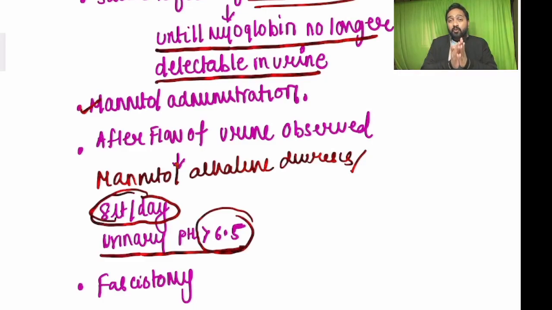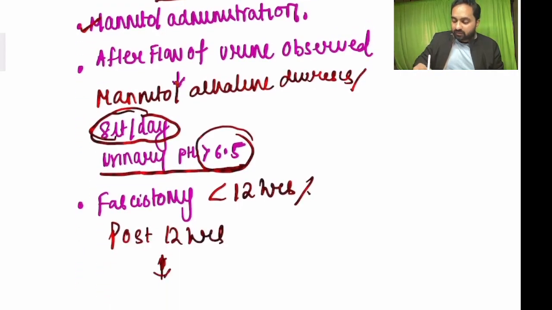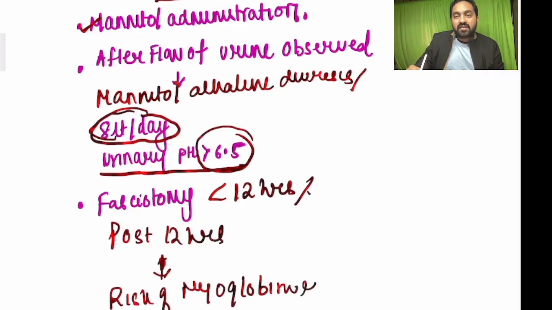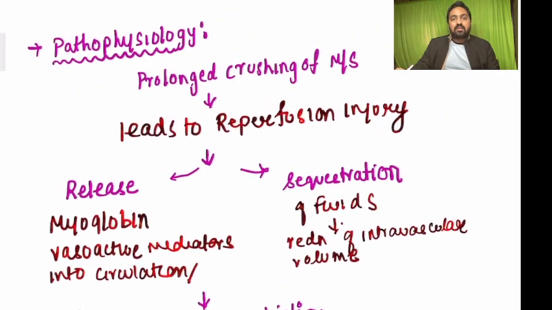Now, what is the role of fasciotomy in crush syndrome? We have discussed this in compartment syndrome. If it needs to be done, it needs to be done in less than 12 hours, right? Now, post 12 hours, there is going to be a risk of myoglobinuria, right? So this is all about your crush syndrome, right?